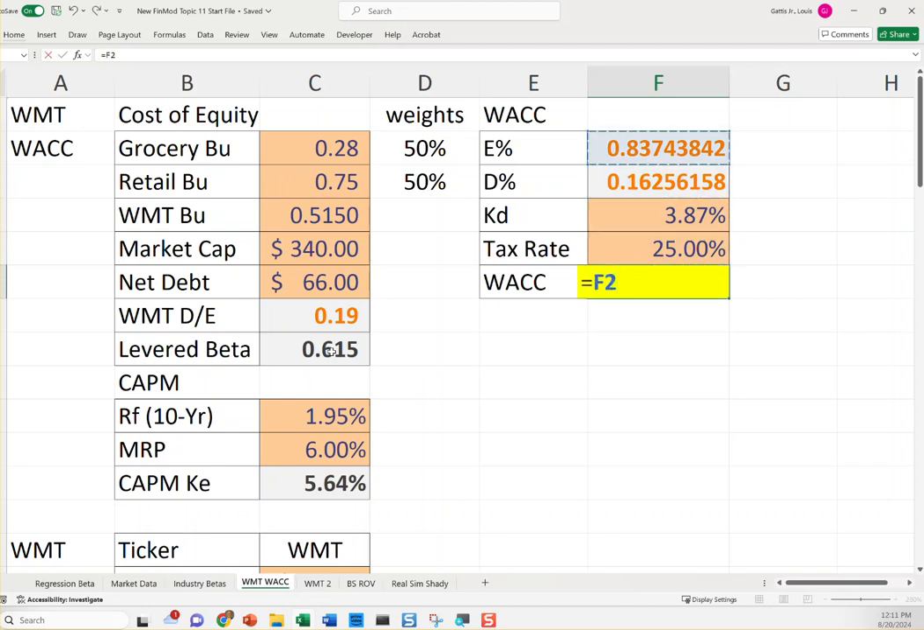It's their equity percent times their CAPM cost of equity plus their debt percent times their cost of debt times 1 minus the tax rate, because you get a tax break when you pay interest. And then we have the weighted average cost of capital for Walmart, 5.19%.